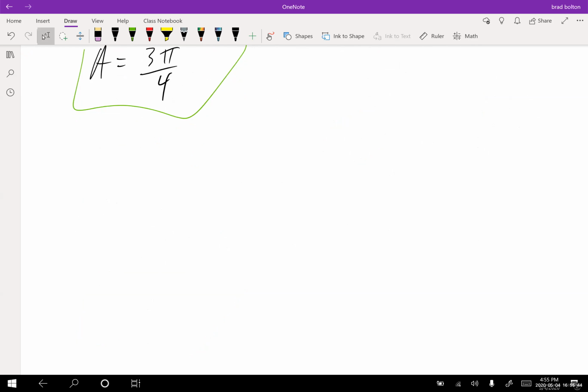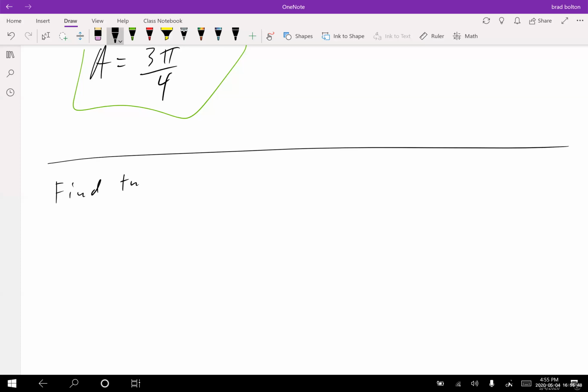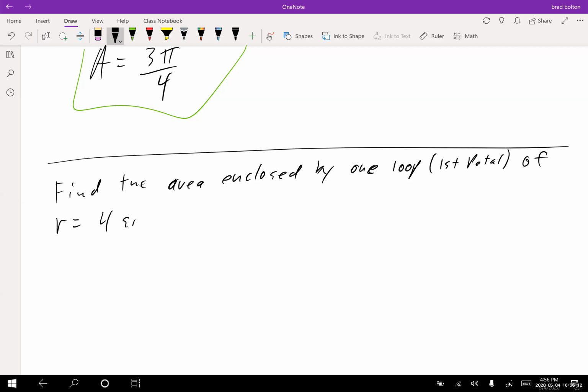Now let's do one of the cool ones. Let's do a rose petal. Okay. So it says find the area enclosed by one loop. Normally they call this the first petal of r equals 4 sine 3 theta.